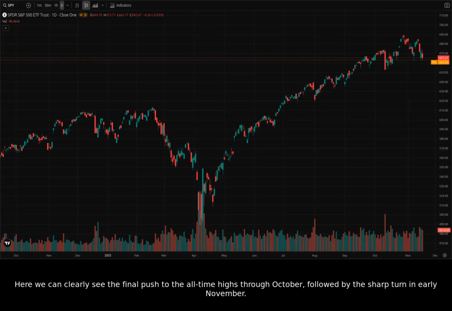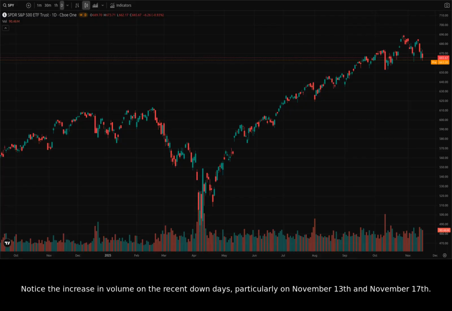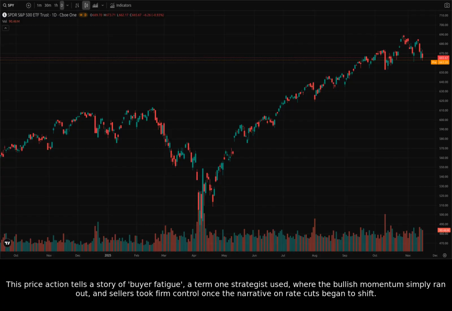Here we can clearly see the final push to the all-time highs through October, followed by the sharp turn in early November. Notice the increase in volume on the recent down days, particularly on November 13th and November 17th. This elevated selling volume suggests strong conviction from the bears and adds weight to the downward move. This price action tells a story of buyer fatigue, a term one strategist used, where the bullish momentum simply ran out and sellers took firm control once the narrative on rate cuts began to shift.